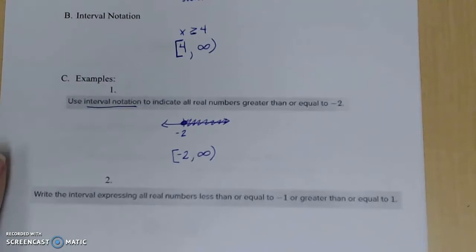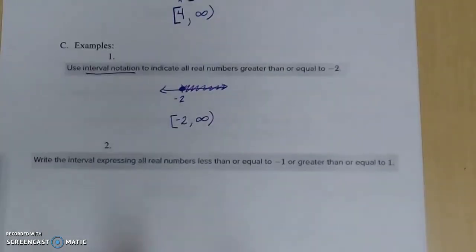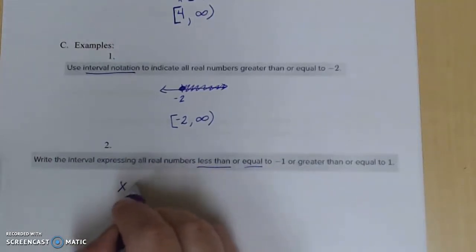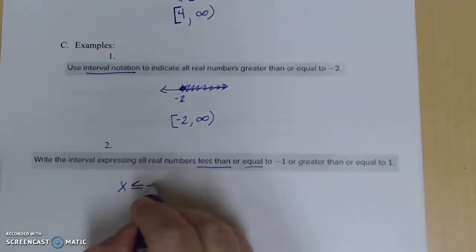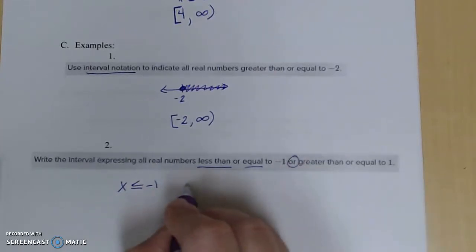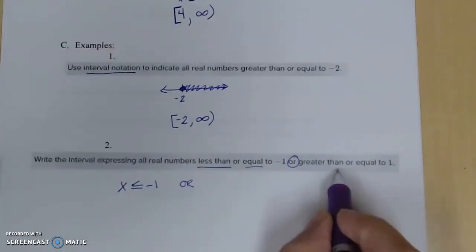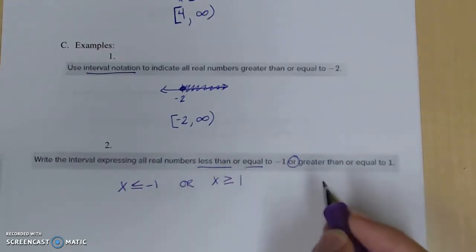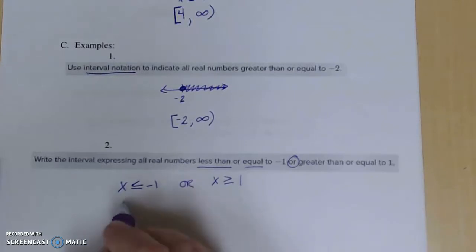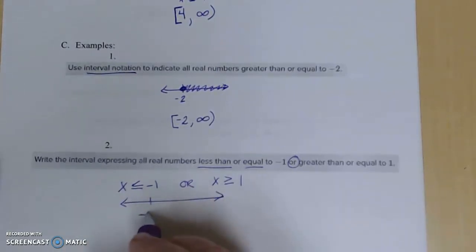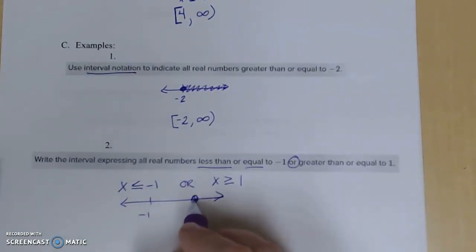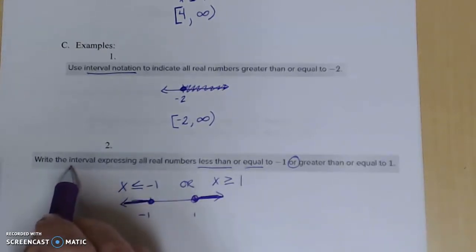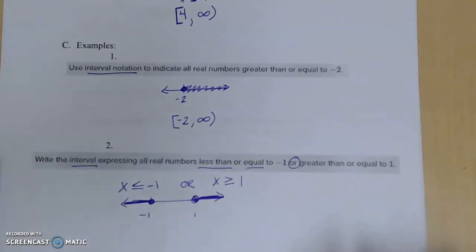Look at this next one. Write the interval expressing all real numbers less than or equal to -1, or greater than or equal to 1. So I'm saying x is less than or equal to -1, or x greater than or equal to 1. Now these are simple inequalities I could draw, or if you like, I could also draw a number line and also show you these values. But this says write an interval, so I'm going to have to use this interval notation.